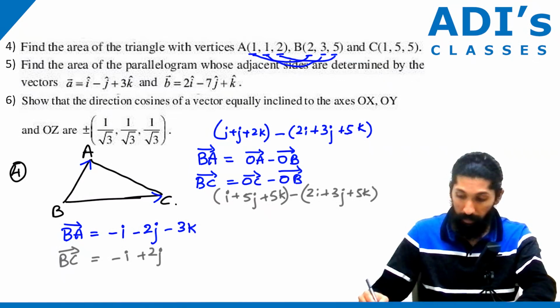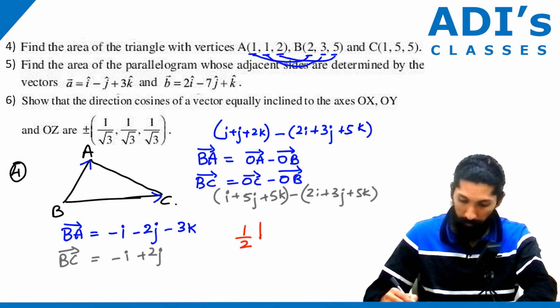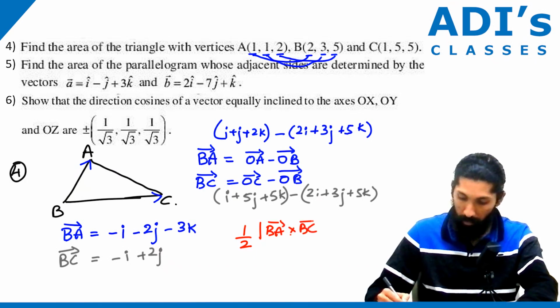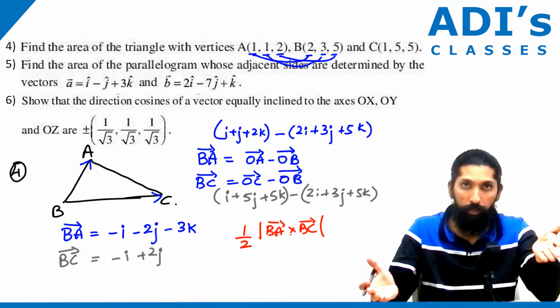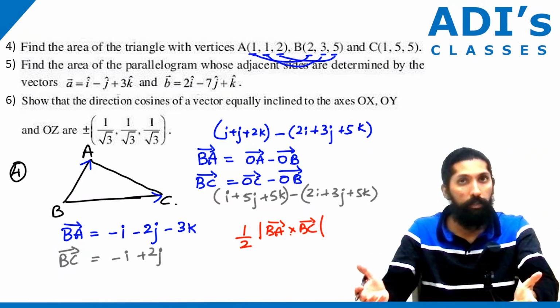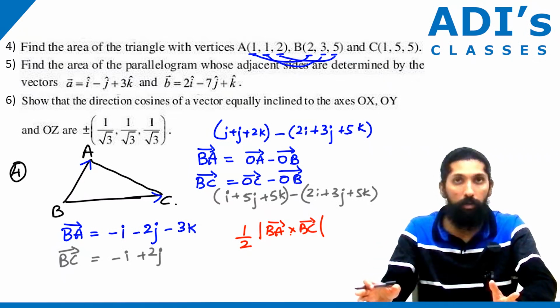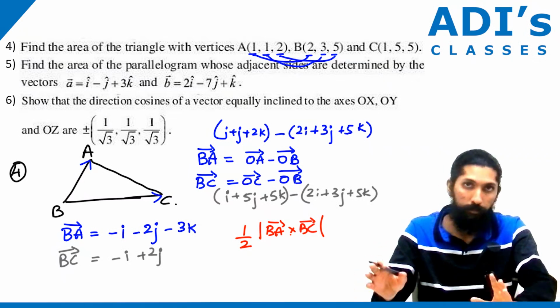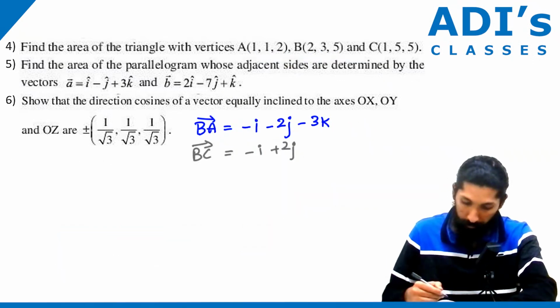Now to find the area, we just have to do half modulus of BA cross BC, correct? The cross product, take half of the modulus whatever you are going to get and you are going to get the final answer, isn't it? So we'll do the cross product, we'll calculate the modulus and we are going to take half of this. Fair enough? Let's do this problem now. Cross product now. So what do you have?